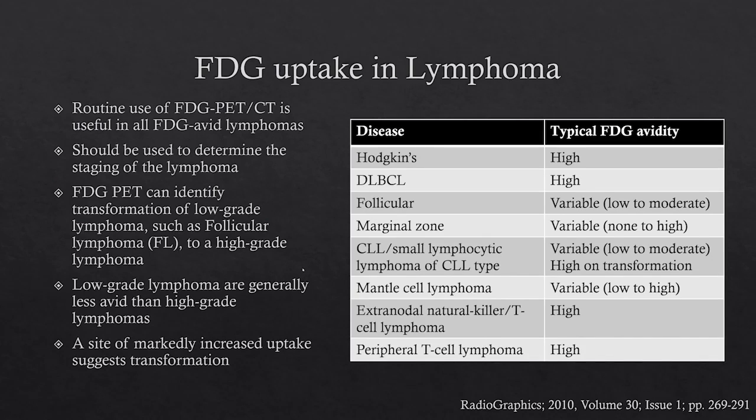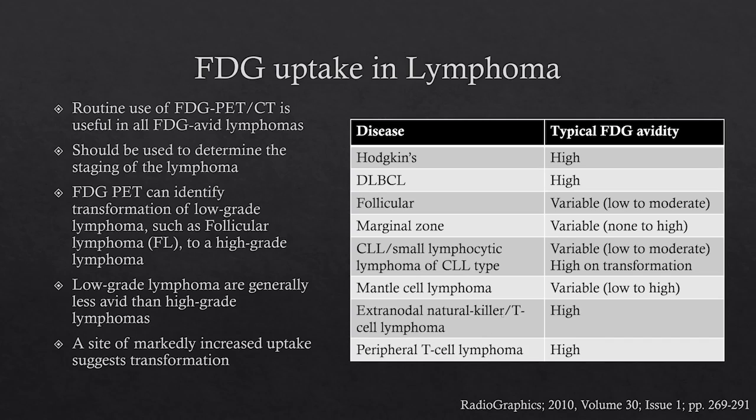FDG uptake in lymphoma. FDG is recommended to be used in all FDG-avid lymphomas and is used to determine staging in lymphoma. It can also look at transformation of low-grade lymphoma to high-grade lymphomas, and can also be used to find sites of transformation for biopsy.